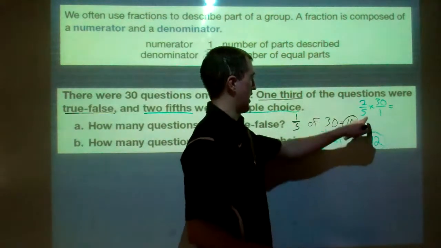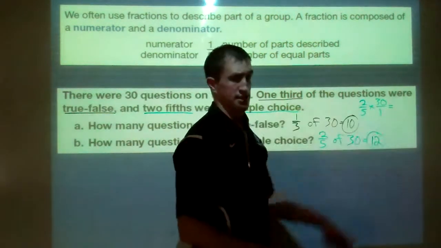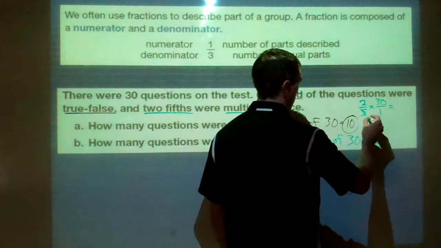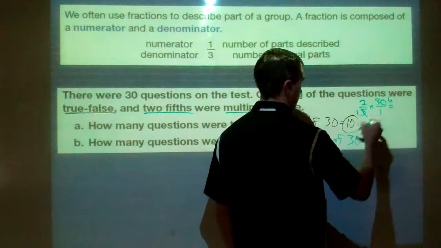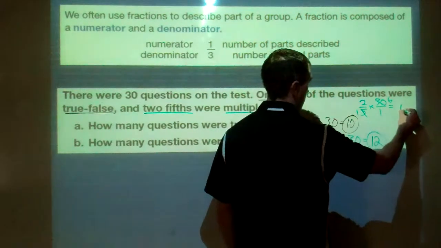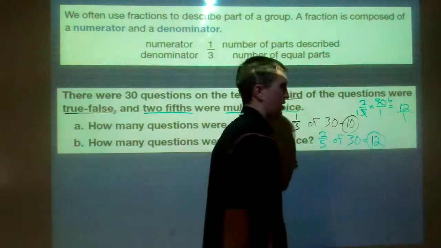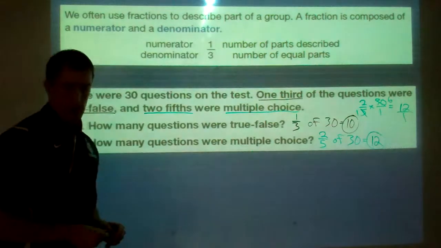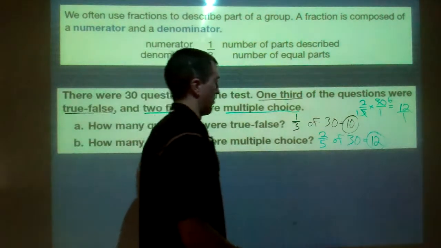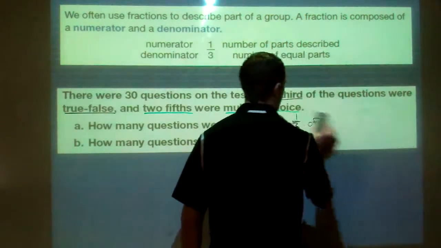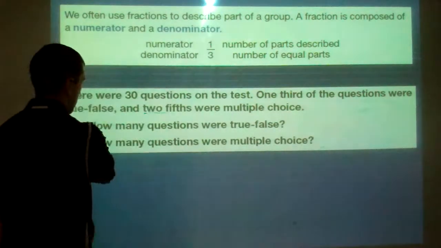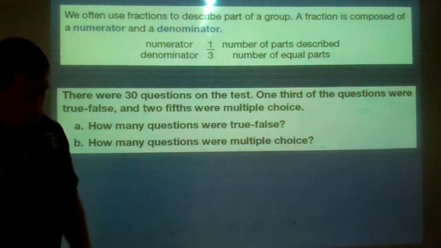Or we could do our shortcut. Okay, I know that 5 goes into 30 6 times, so we'll divide by 5. 1, 6. 2 times 6. 12 over 1. We still get 12. So, those are all the ways we could have done that one. Alright, moving on.